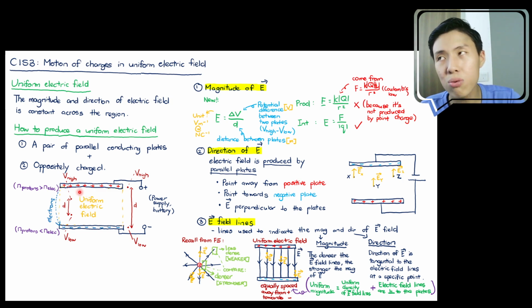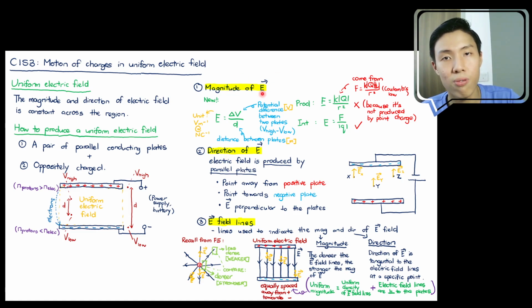Usually we do that by connecting it to a power supply or a battery, in which you shift electrons from one plate to the other plate, making one plate more positively charged and the other plate more negatively charged. You'll learn more about this in chapter 2 actually, but I'm going to leave it here. Regarding this uniform electric field, we learned about the magnitude, the direction, and the electric field lines.